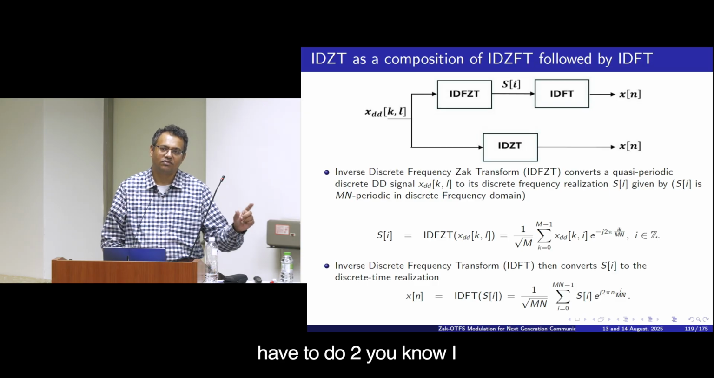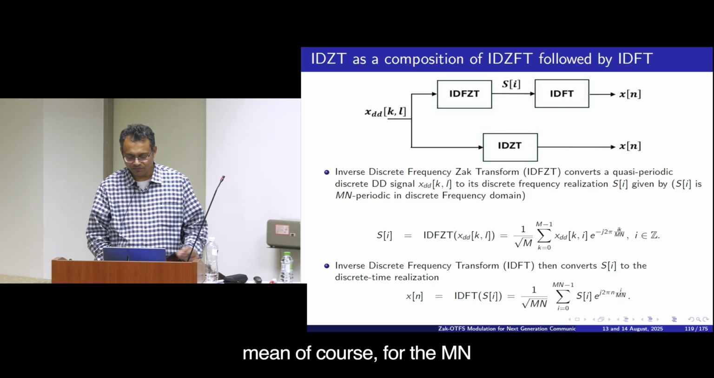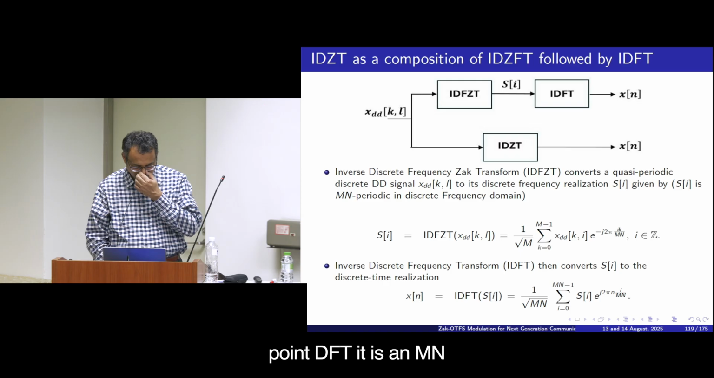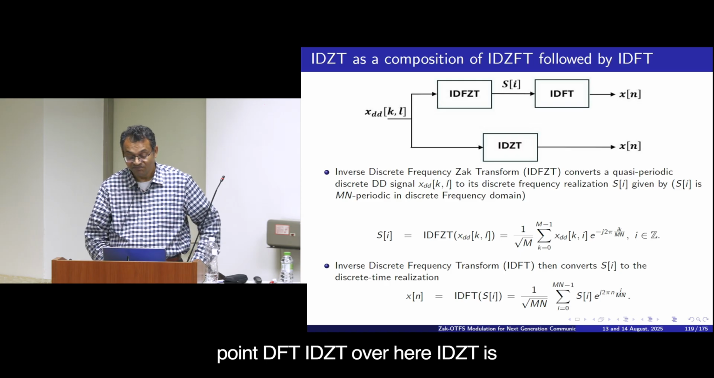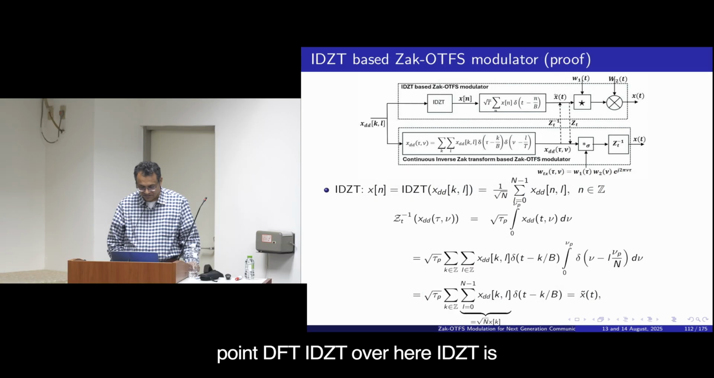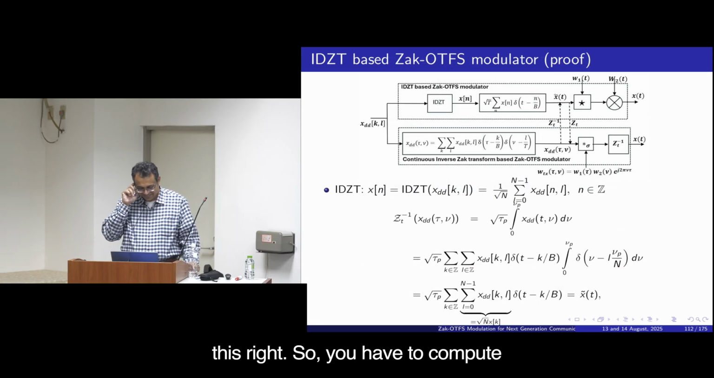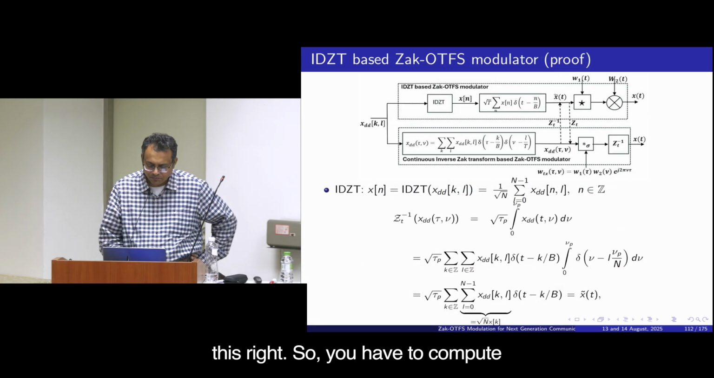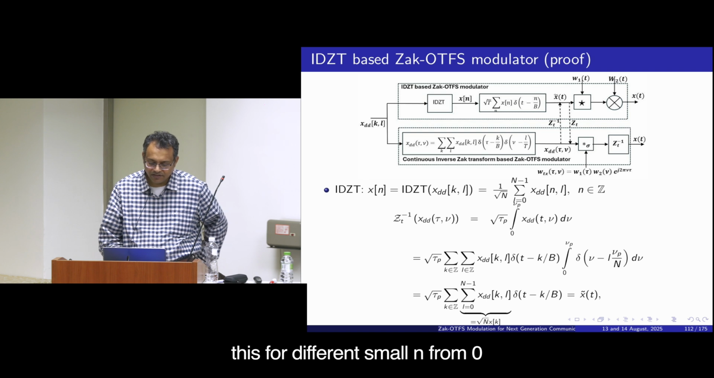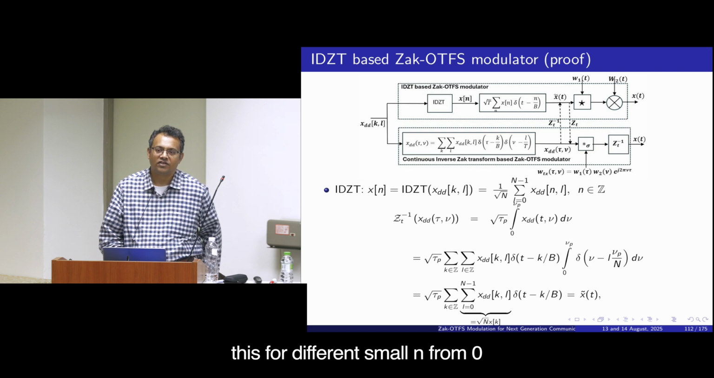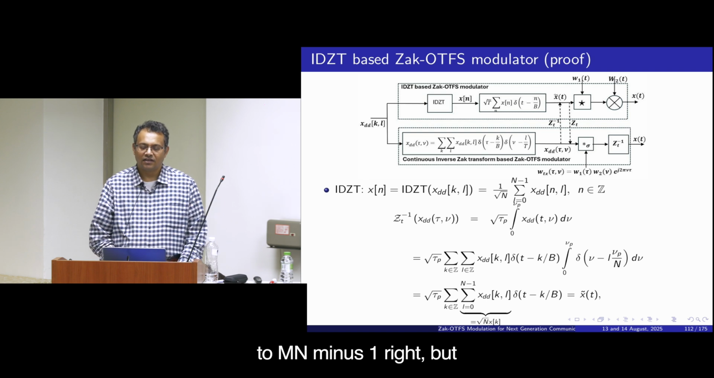So, you have to do two, of course, for the Mn point DFT it is an Mn point DFT. IDZT over here, IDZT is this, right. So, you have to compute this for different small n from 0 to Mn minus 1, right.